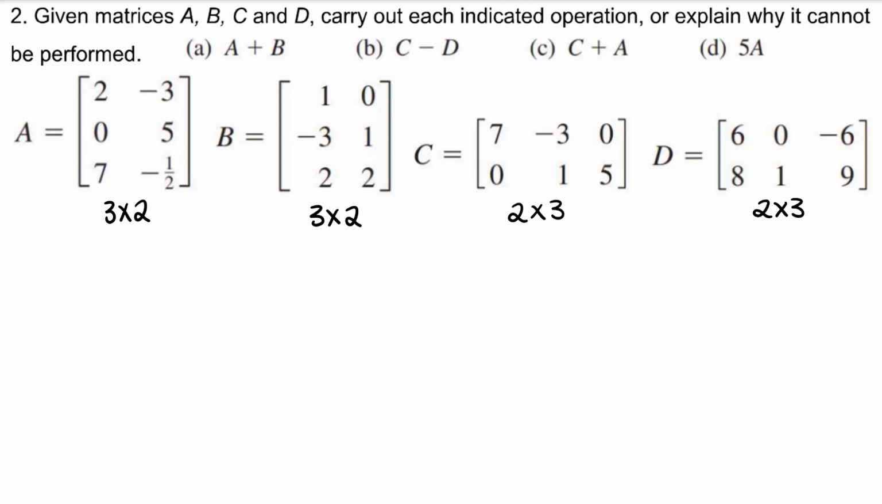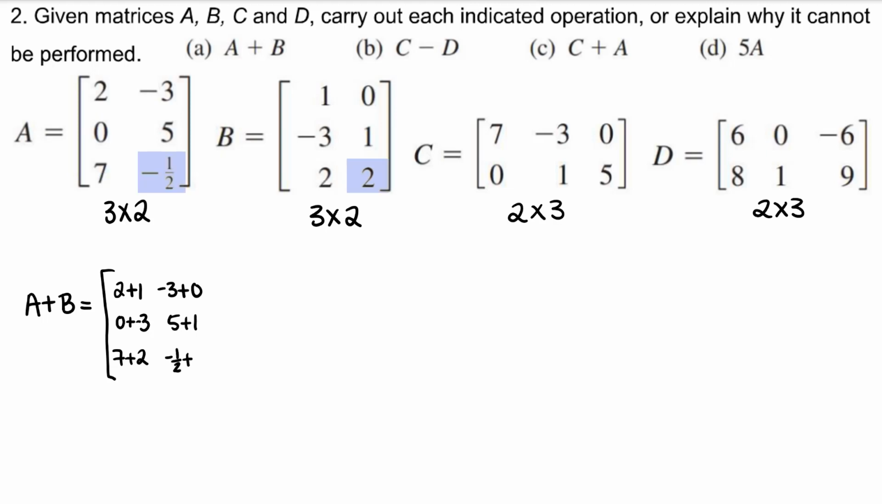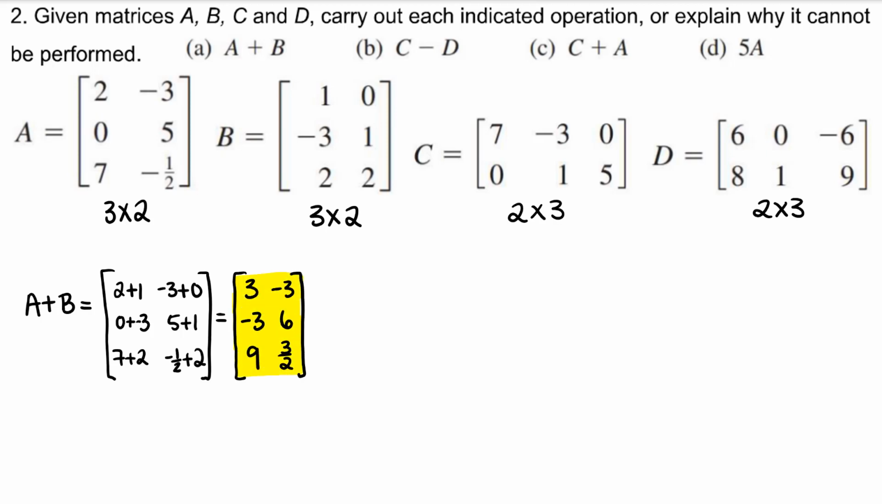And our resulting matrix will have the same dimensions. So A plus B means we will have a resulting matrix with dimensions 3 by 2. To add A and B, we add the corresponding entries. For the first row, first column, we add the first row, first column number of A to B, so 2 plus 1. For the first row, second column, we add -3 and 0. Continue adding each corresponding entry. Then simplify, and here's your answer.